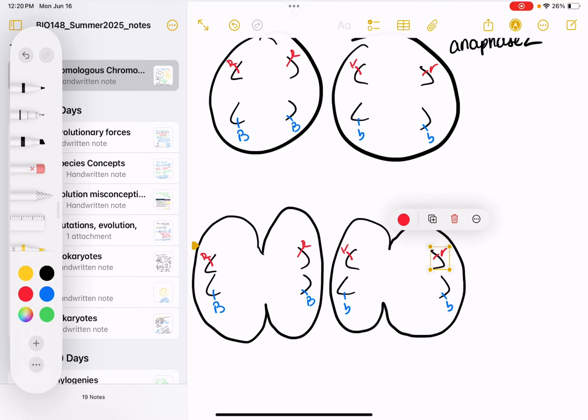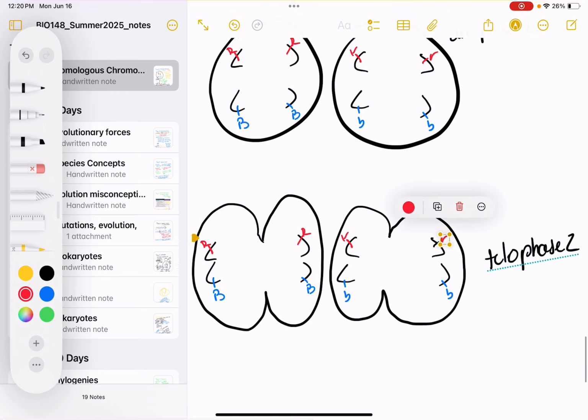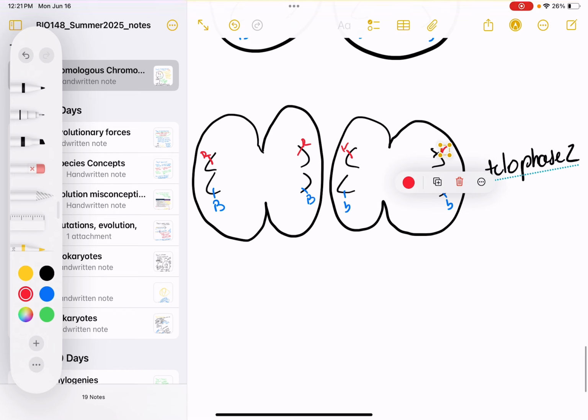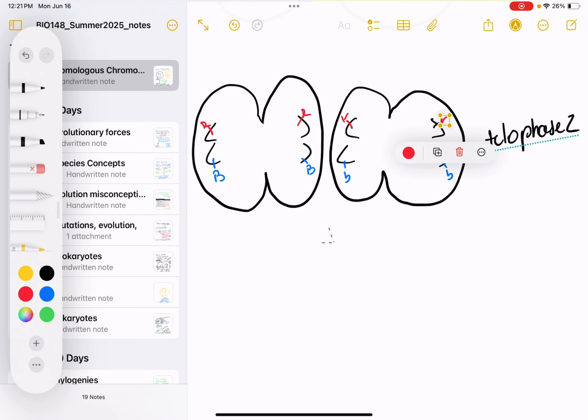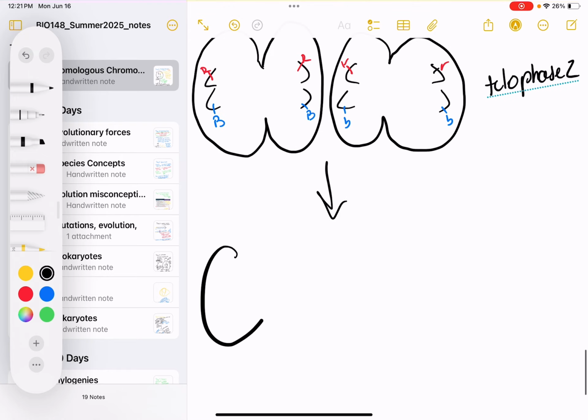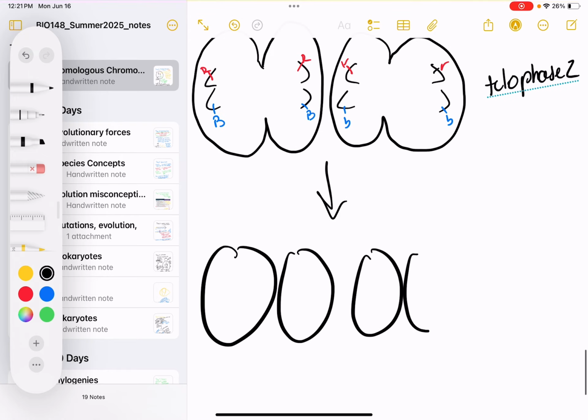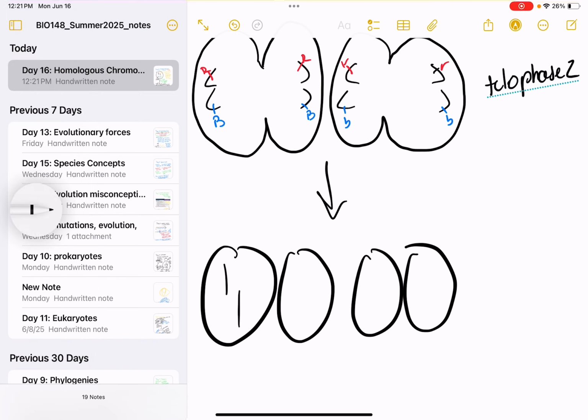Okay, so this would be at like telophase 2. Okay, and then after that I'll have cytokinesis, okay? So in cytokinesis, I'm going to end up with 4 total cells here. Oh, that one's too long.